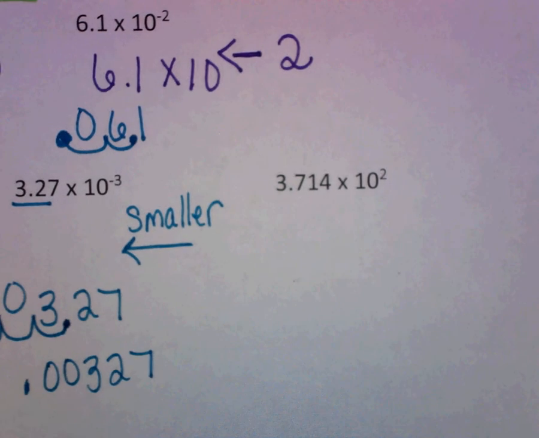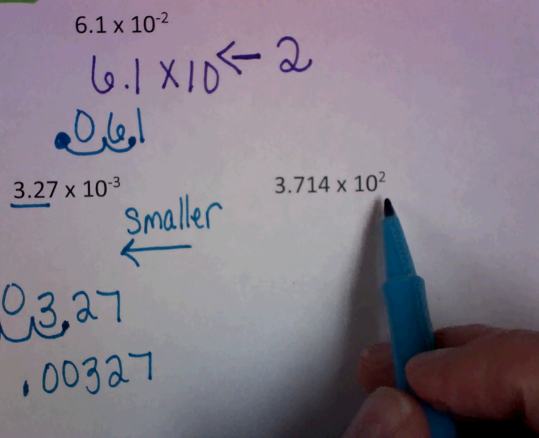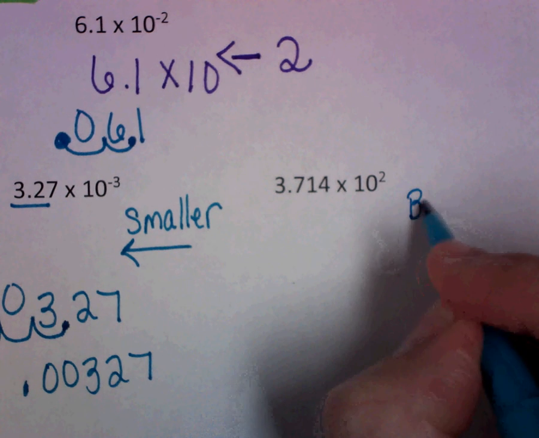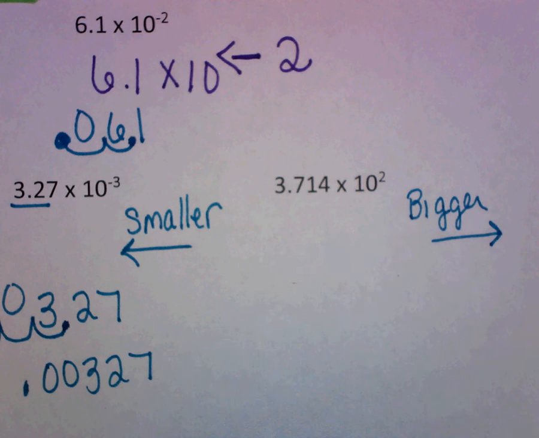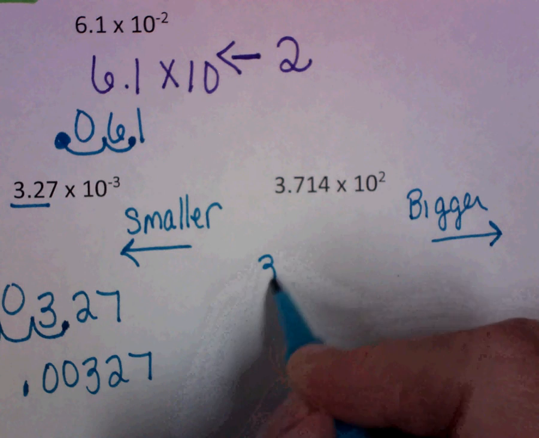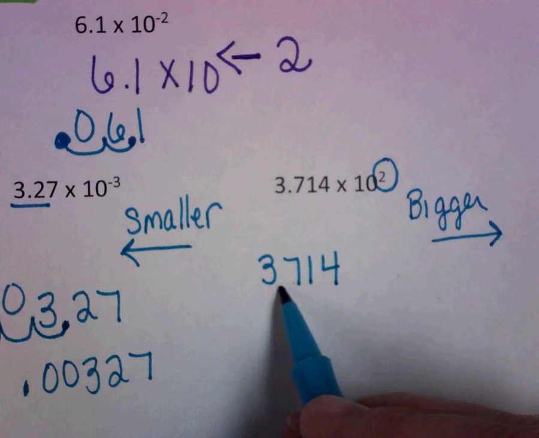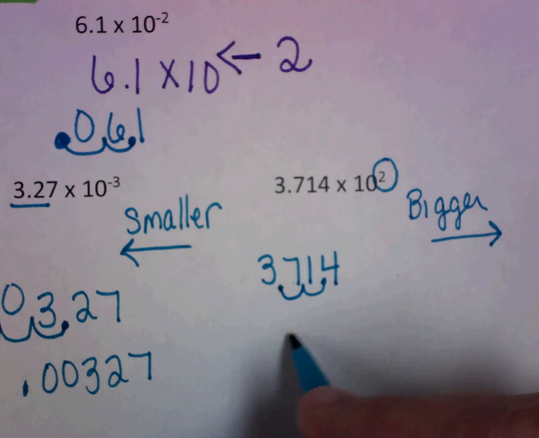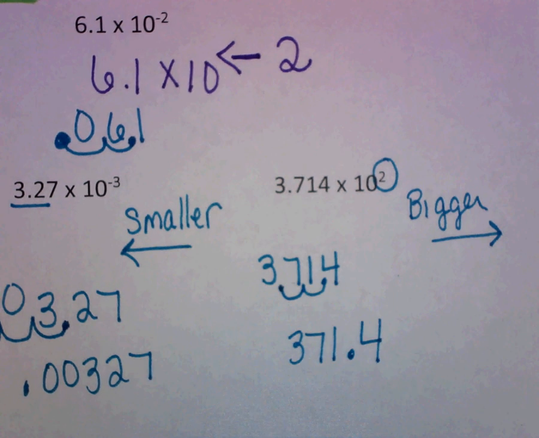Okay, the last one. I have a positive exponent, so that means our number is going to get bigger. Bigger goes that way, right? So I'm going to write down 3714. My exponent is 2. Here is my decimal, so 2 places right. 1, 2. 371.4. Secure those notes into your notebook so that you will have them.